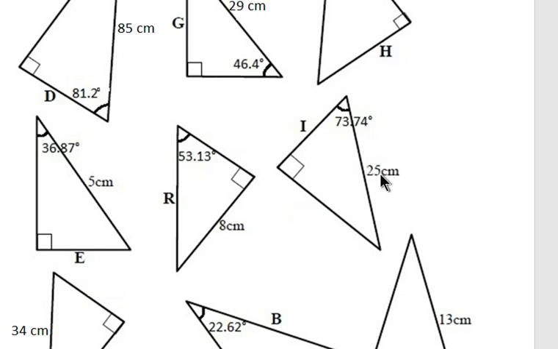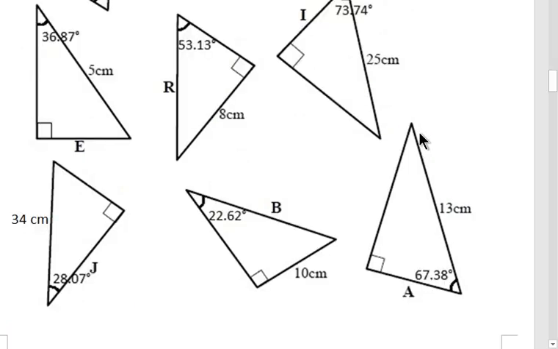So we've got 25 cos 73.74. Press equals, and you'll get your answer. Okay, we'll just work through to the end of this page. Another one here, we can identify the long side is 34 centimeters, and we've got J here. J is adjacent to the angle. Long side's given, so it's simply 34 cos, because it's next to the angle, 34 cos 28.07.